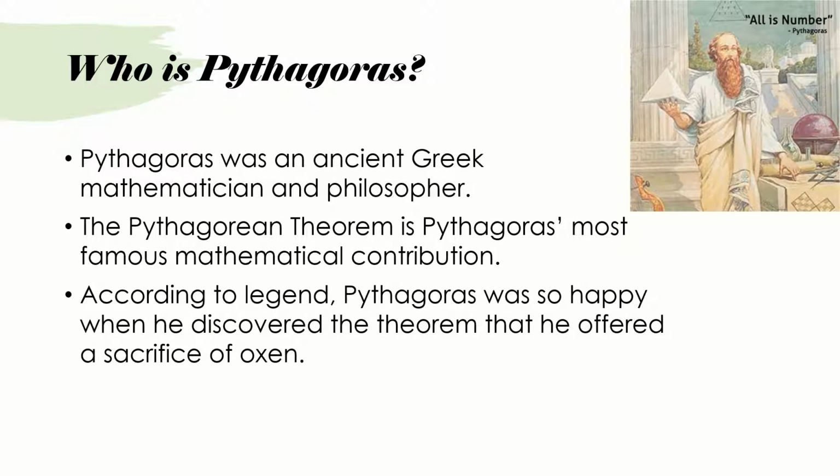contribution. According to legend, Pythagoras was so happy when he discovered the theorem that he offered a sacrifice of oxen. This is symbolic during that time, in which when you're happy or you find success, you sacrifice an animal.